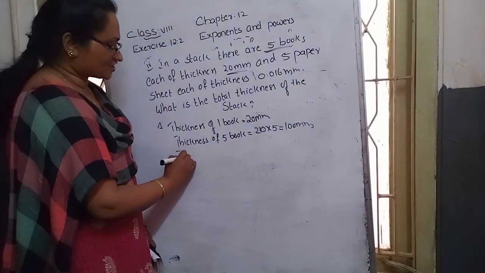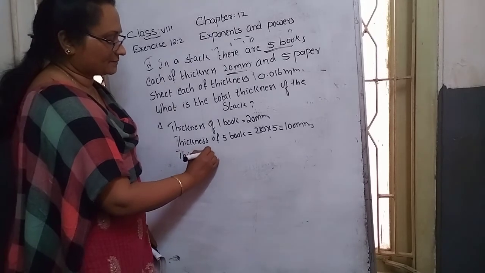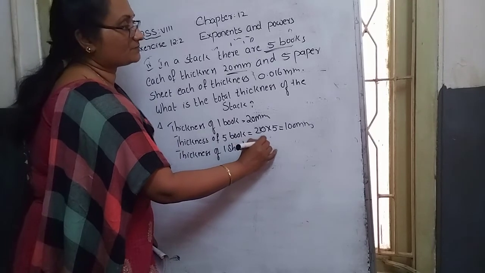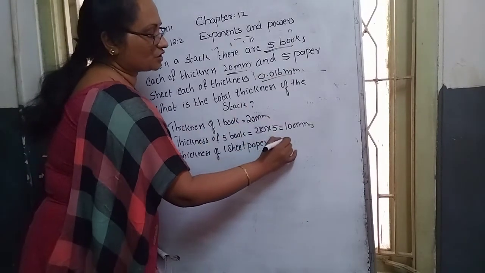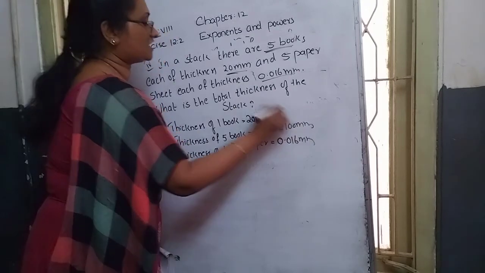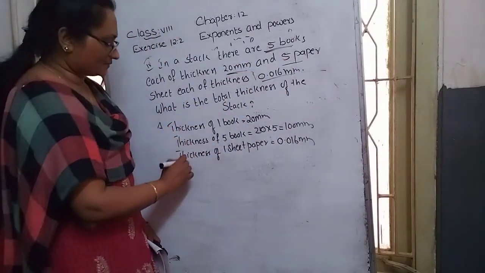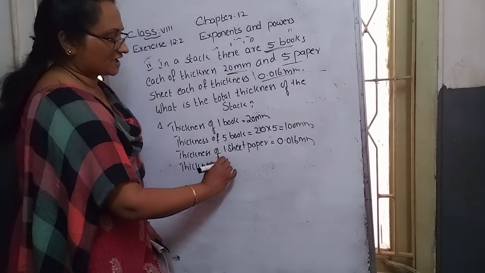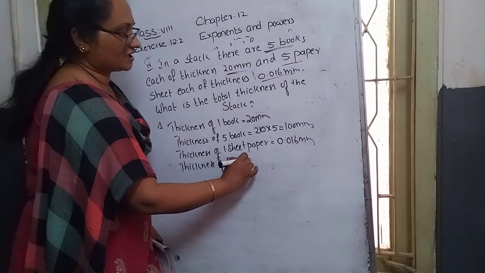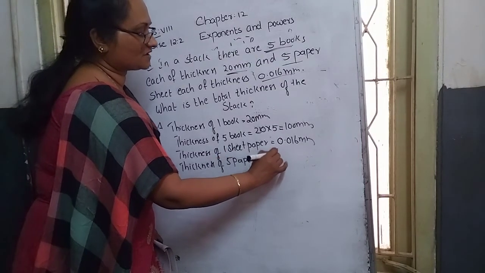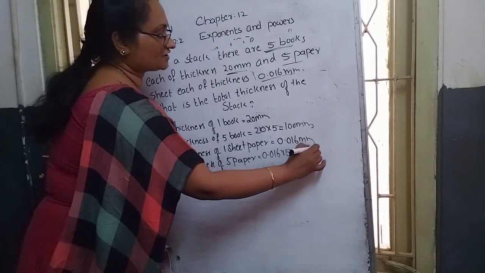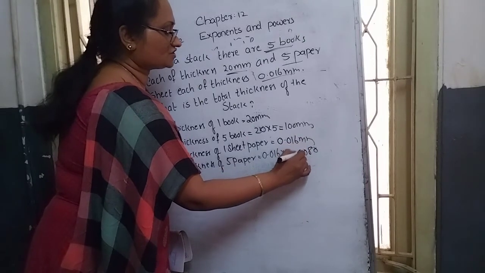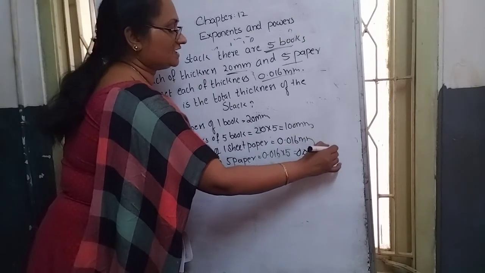Then the thickness of one sheet of paper. Next they mentioned paper. How much is one sheet of paper's thickness? It is given as 0.016 millimeter. How many papers are there? 5 papers. So find the thickness of 5 sheets of paper. To find it, multiply one paper's thickness by 5. 5 6s are 30, 5 1s are 5, 8... then 0.0 will come. This much millimeter will come: 0.08.